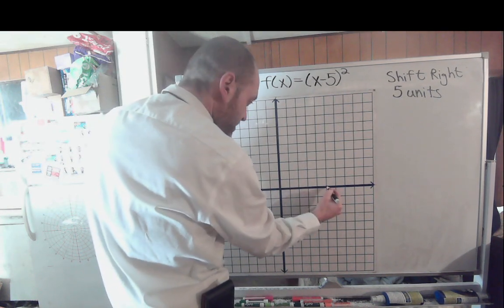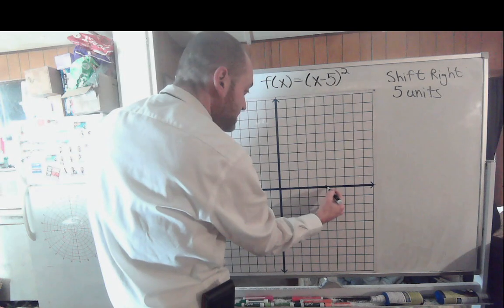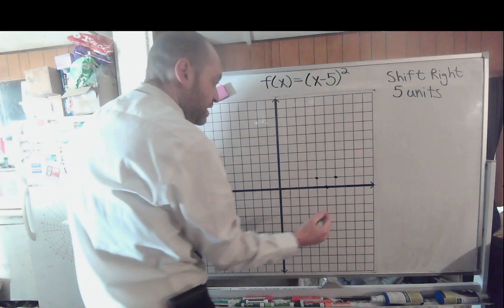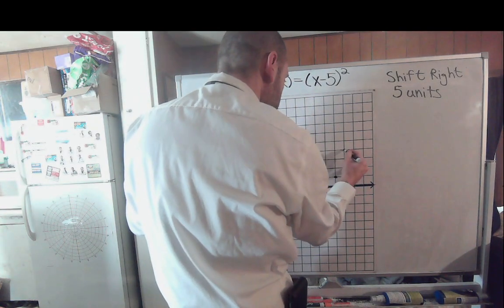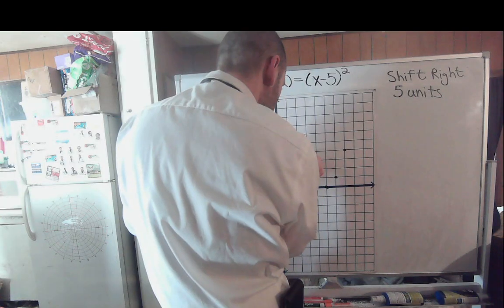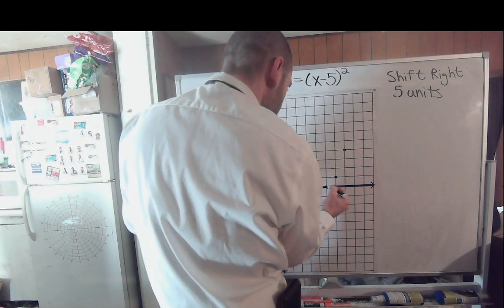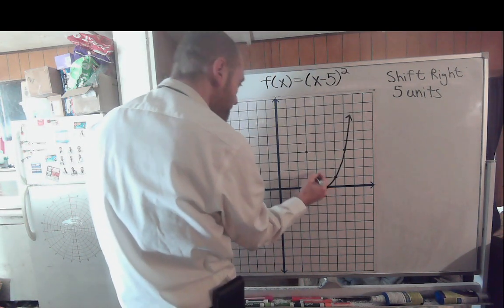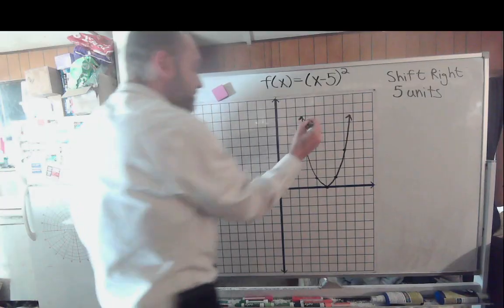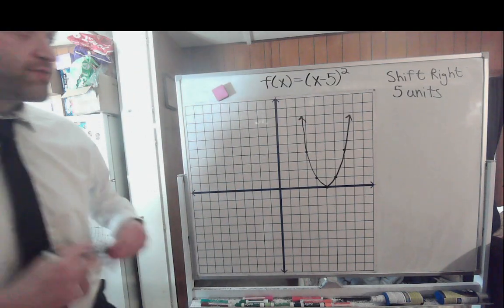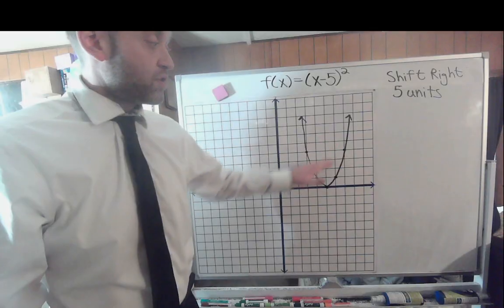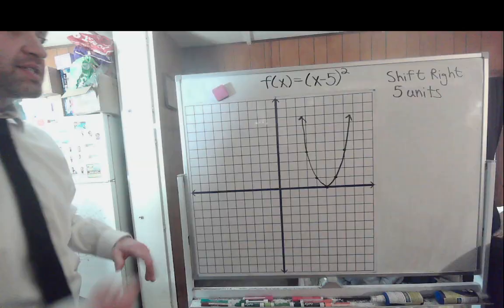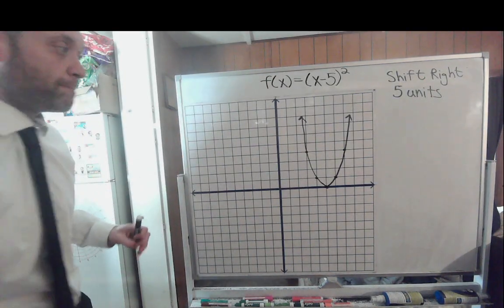So my vertex will be at (5, 0). At 6, I'll get 1. At 4, I'll get 1. At 7, I'll get y equals 4. At 3, I'll get y equals 4. So I can go ahead and graph this. And this is a perfect example of a rigid transformation. The size of the graph hasn't changed. I've just shifted everything to the right 5 units. That's all I've managed to do.